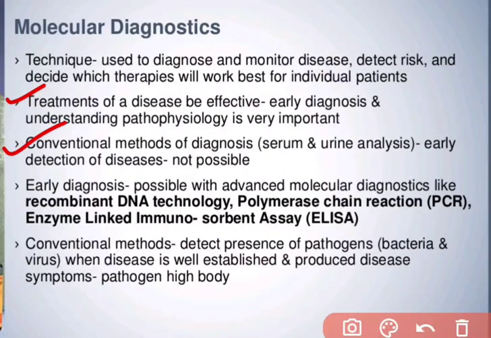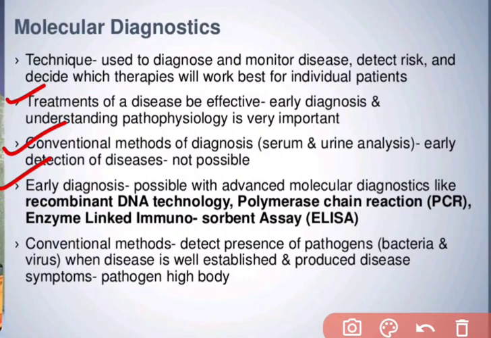Next is the conventional method of diagnosis. This is serum or urine analysis. Early detection of disease is not possible. If we go for serum analysis or urine analysis, early detection of disease cannot be possible. For early detection, what are the procedures then? The procedures are recombinant DNA technology, polymerase chain reaction, and enzyme linked immunosorbent assay, that is called ELISA.